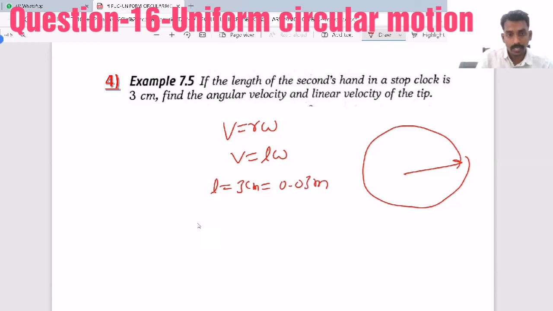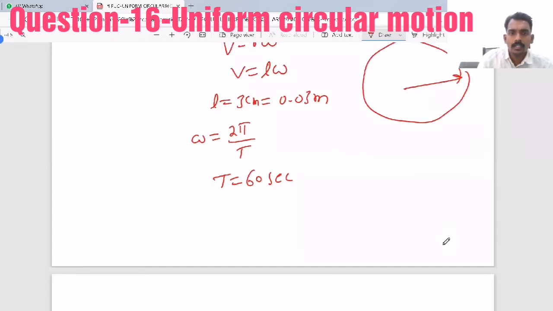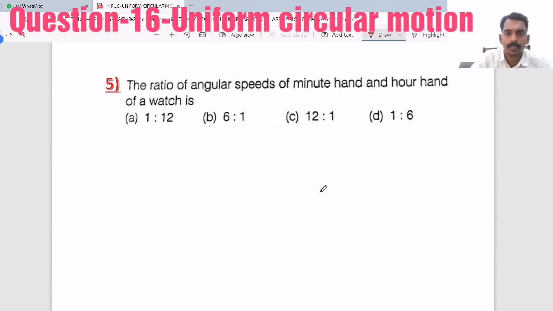Now, what is omega? Angular velocity means 2 pi by t, where t is the time period. The time period of the second hand is nothing but 60 seconds. Now, if you substitute t, you will get omega. Then the linear speed v equal to L omega equal to L into 2 pi by t. Substitute the values of L and t, then you will get the answer.